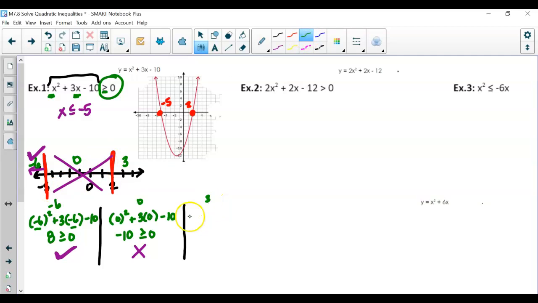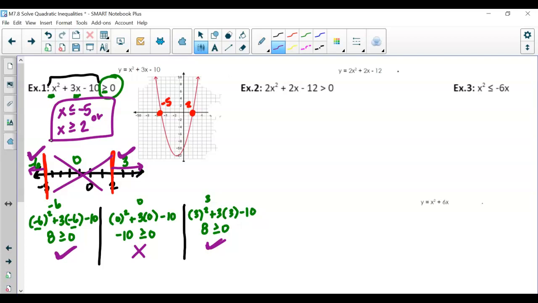So now let's check 3. 3 squared plus 3 times 3 minus 10. Now here when you simplify, you get 8. Is 8 greater than or equal to 0? Yes. So this section, all values greater than or equal to 2, is also a solution. So x is greater than or equal to 2. So x is less than or equal to negative 5, or x is greater than or equal to 2.